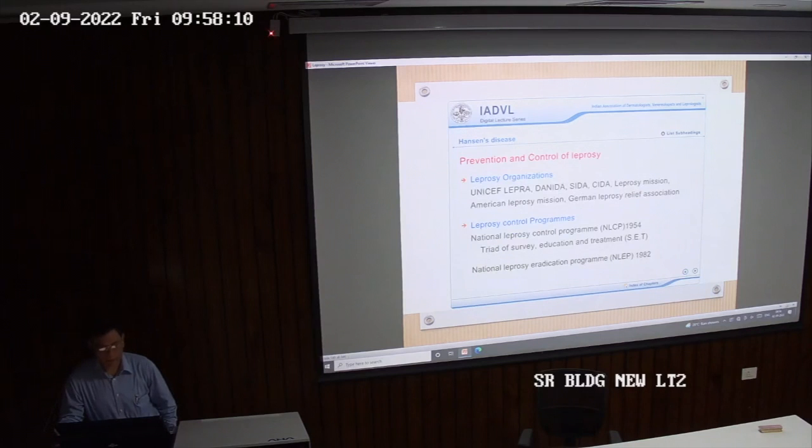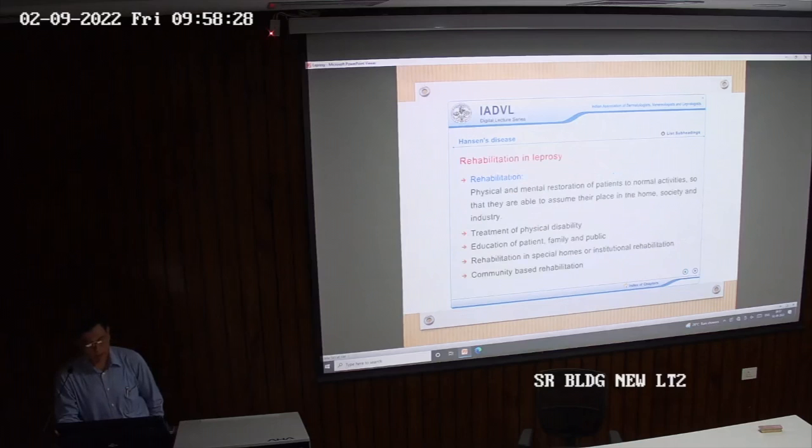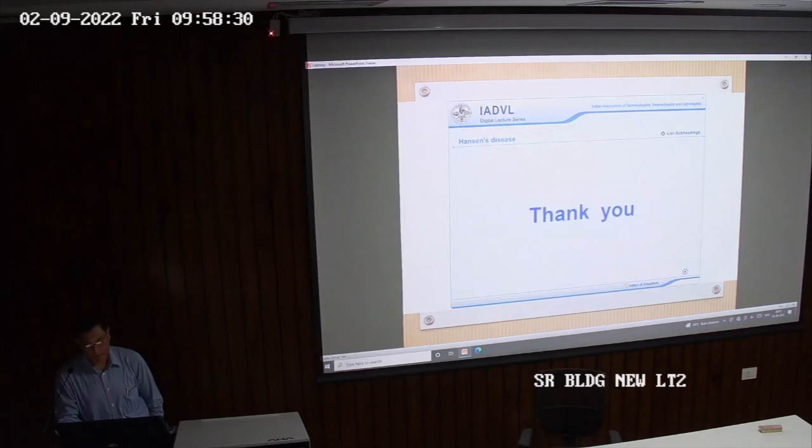So various organizations are working to eradicate leprosy. In India, the National Leprosy Control Program was going on, and nowadays we are having the National Leprosy Eradication Program, and rehabilitation of the leprosy patients. That's it. So this is in brief.